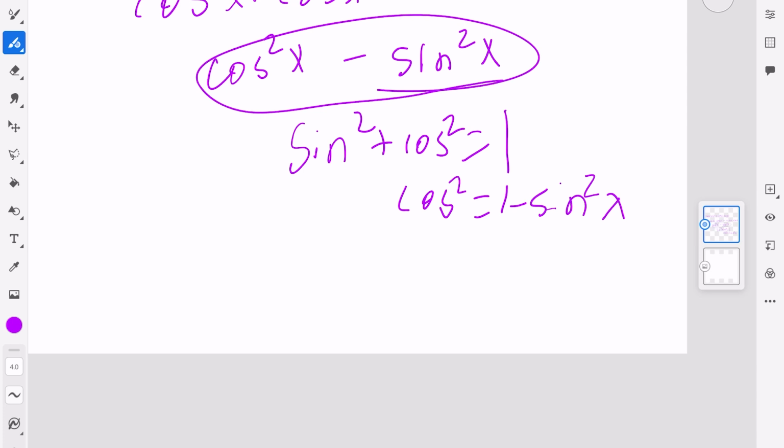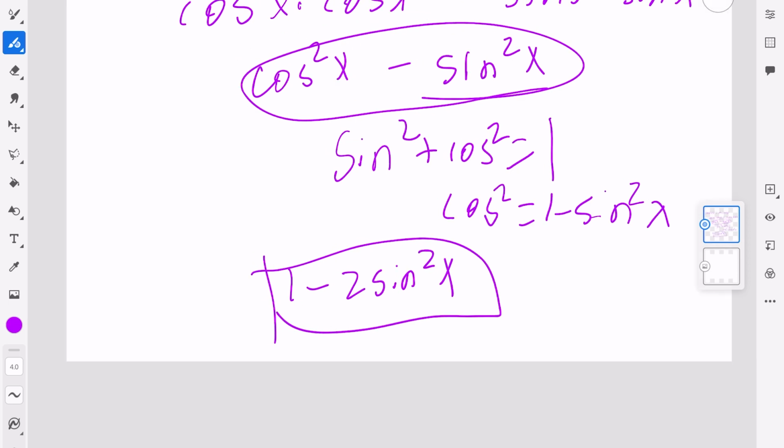And then we put that in here. So let's see, 1 minus 2 sine squared x. So that's the second solution for the problem.